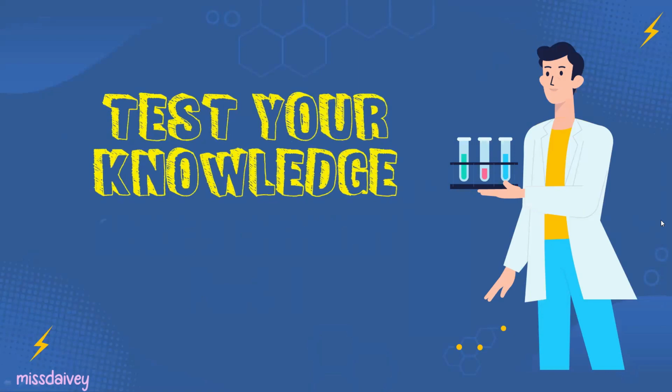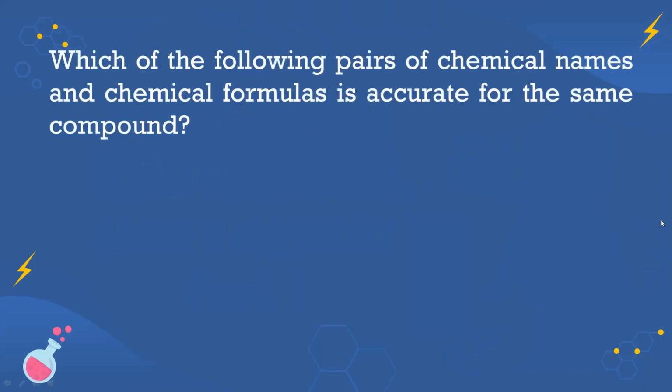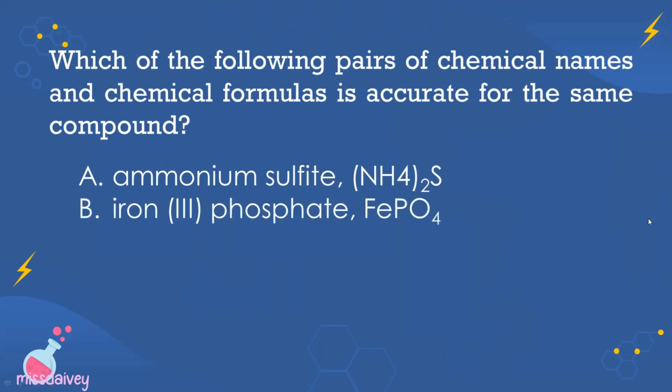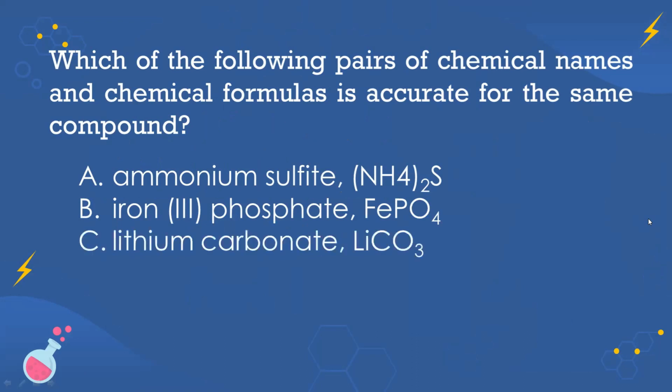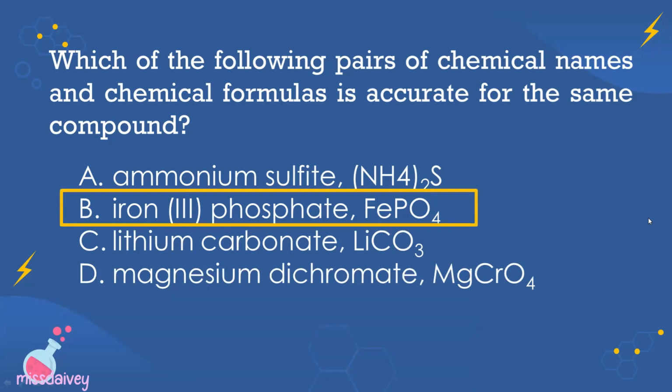Let's test your knowledge in your grade 9 chemistry part 1. Which of the following pairs of chemical names and chemical formulas is accurate for the same compound? Is it A, ammonium sulfide (NH4)2S, B, iron(III) phosphate FePO4, C, lithium carbonate LiCO3, or D, magnesium dichromate MgCrO4? The correct answer is letter B, iron(III) phosphate FePO4.